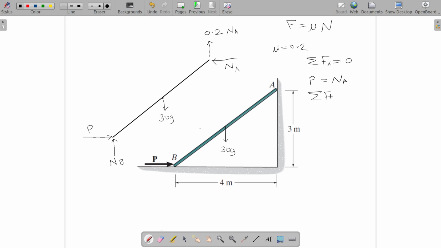Now net force in y direction should be 0. That means NB upwards positive, 0.2 NA upwards positive, minus 30 g is equal to 0.